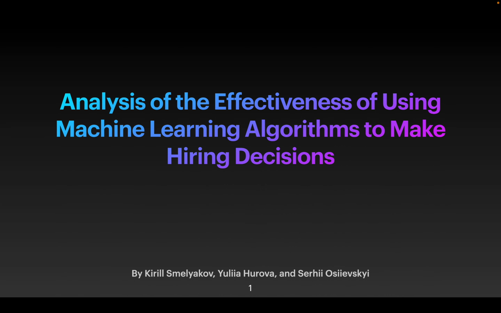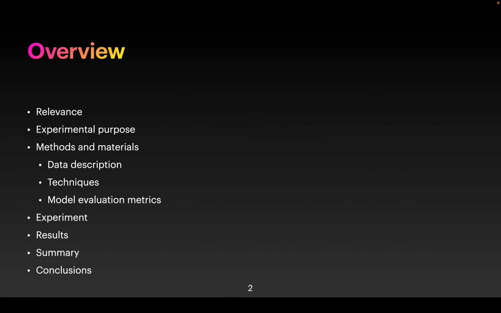Analysis of the effectiveness of using machine learning algorithms to make hiring decisions. In this presentation, we review the relevance of the subject area and identify the main objectives of the experiment. Consider the methods and materials used to solve the problem. Also review in detail the steps of the experiment and the results obtained. Finally, based on the results obtained, summarize and formulate conclusions.